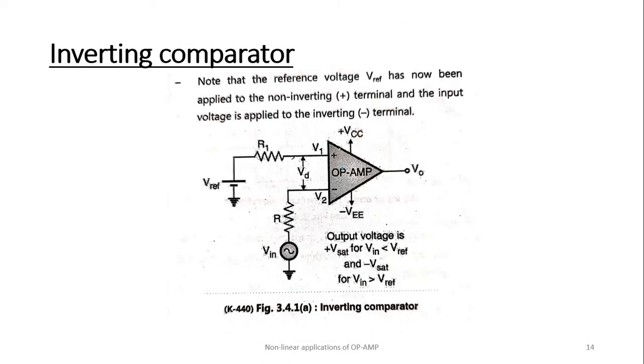Now next is the inverting comparator. The schematic diagram of the inverting comparator is shown in this figure. Note that the reference voltage V reference has now been applied to the non-inverting terminal. Here the reference voltage is applied to the non-inverting terminal and the alternating voltage is applied to the inverting terminal. Okay.